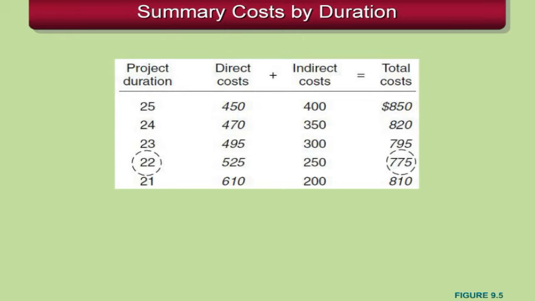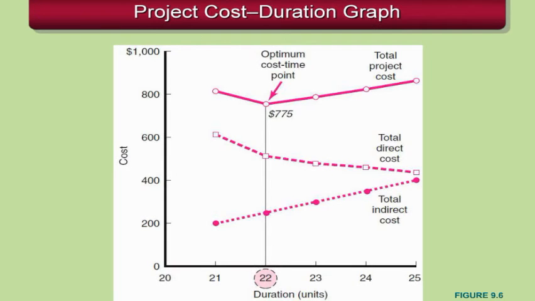And what you'll find if you add the direct costs and the indirect costs together, is that there's an optimum cost of $775 at 22 days. So you can reduce this project by 3 days, taking it from 25 days to 22 days, and actually save $75 in the process. We can see those same results in this project cost duration graph where we hit a local minimum, or an optimization point, at 22 days for this project.